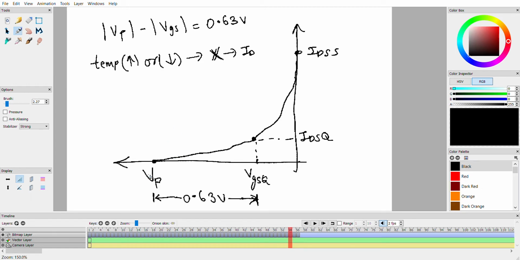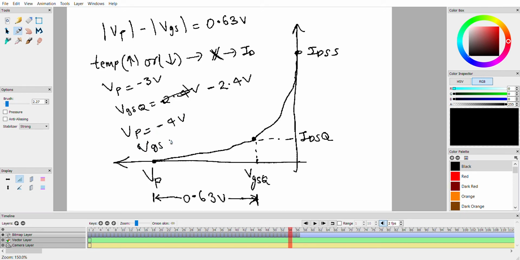And another thing is that even if, let's say, VP in the earlier case is minus 3 volts, then VGSQ will be somewhere around minus 2.4 volts. Okay, I will write over here, it is minus 2.4 volts. Now if VP changes by some amount, let's say VP becomes minus 4 volts, so VGSQ shifts accordingly. That means around minus 3.4 volts. As VP changes, VGSQ also changes. Okay. So this was the whole idea behind designing the biasing circuit, and that's why we required biasing of JFET to make ID independent of temperature.